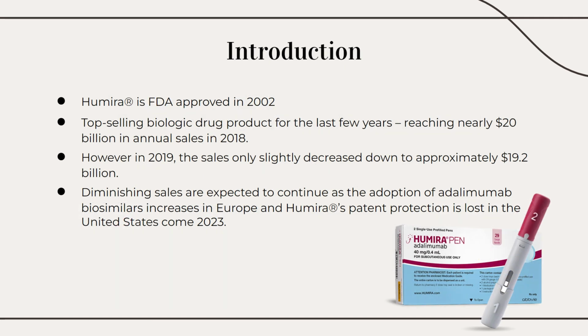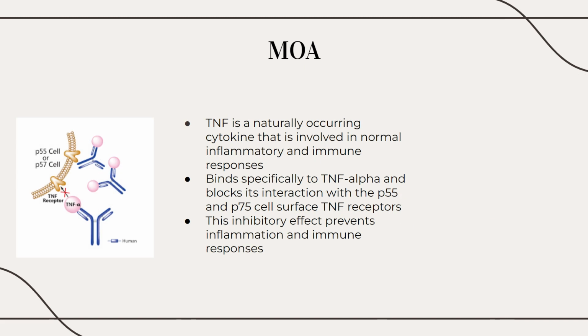So we are going to transition to some information about Humira. A very brief introduction about Humira. Humira was FDA approved back in 2002. Humira has been a top-selling biologic drug for the last year, reaching nearly $20 billion in sales in 2018. However, sales have been declining since the 2018 peak, as the patent expired early in 2023. There are biosimilar products coming up in the market that will provide alternatives to the Humira brand name.